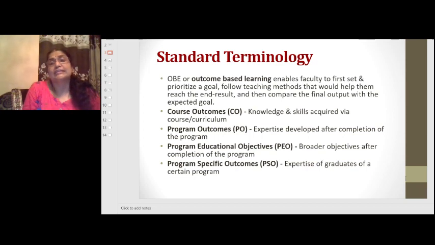It enables the teachers or the faculty to first set out and prioritize the goal. That is, what the student needs to learn or understand, and what outcome the teacher is expecting from the students after she or he teaches the lesson. So the teacher has to set a goal first, then decide the teaching methods that would help to reach the end results.